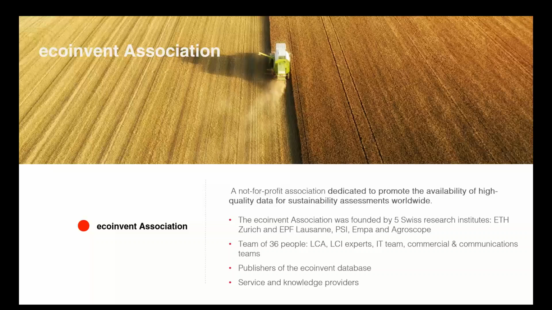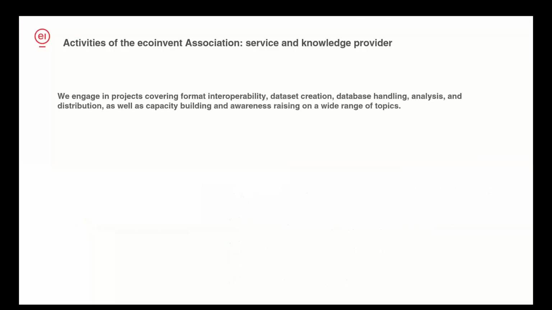Probably you know us best as the publishers of the ecoinvent database. So we are in charge of maintaining, enriching, and then releasing, publishing, and commercializing the ecoinvent database. But we are also service and knowledge providers. We also participate in other kinds of initiatives. Typically, we engage in all kinds of projects covering the topics of interoperability, data creation, database creation, handling, analysis, distribution, and also capacity building and awareness raising around those topics.